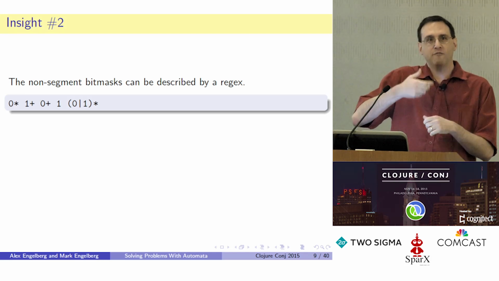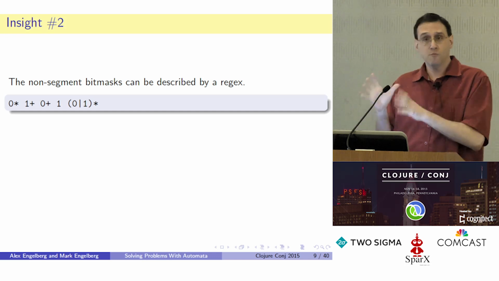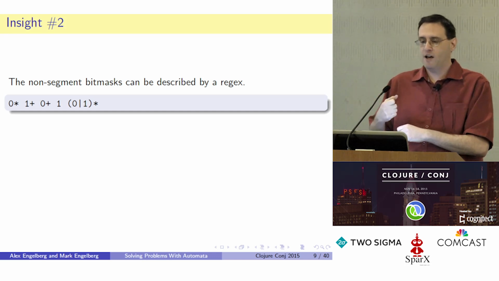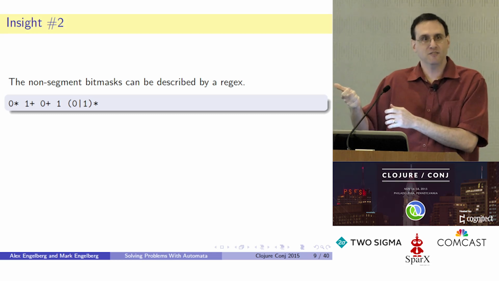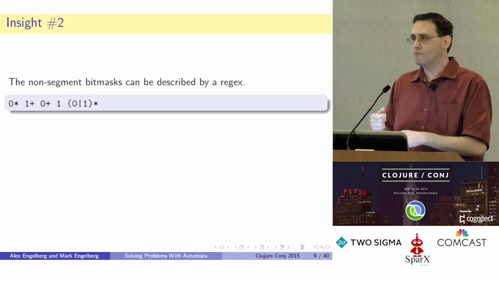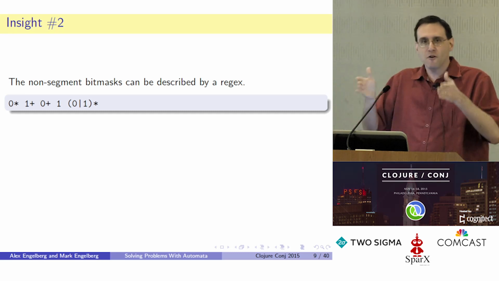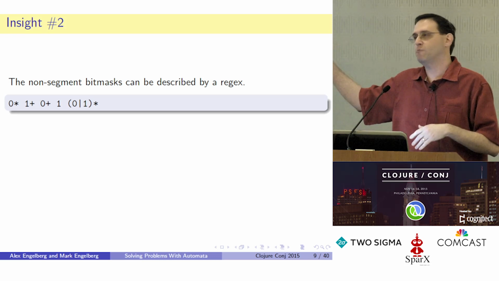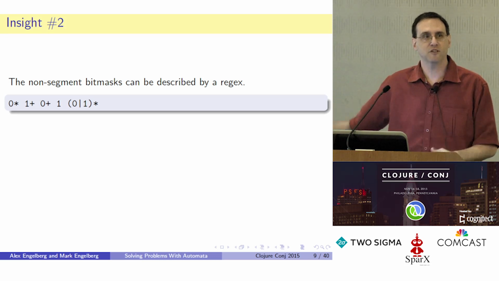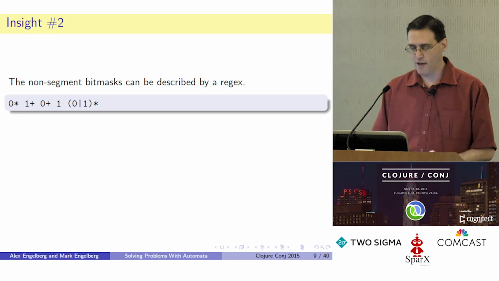And then at some point, we have to start selecting some numbers. We get a run of 1s. But then at some point, we need that gap. So we're going to have to stop picking things. That's a run of zeros. And then at some point, we need to pick something again. And once we've done that, we have picked some things that have a gap between them, and from now on, we can pick either 0 or 1 for a bit mask. So this would be a regular expression that describes a non-segment bit mask.